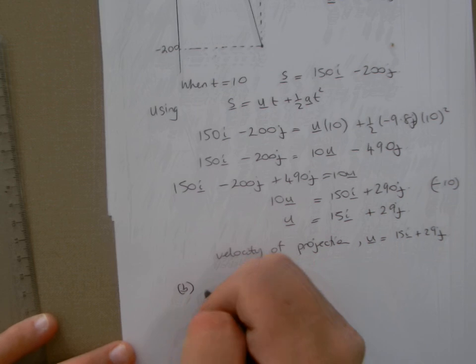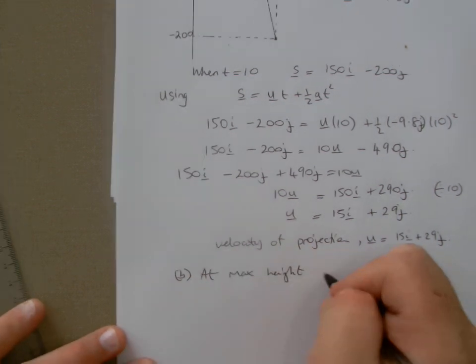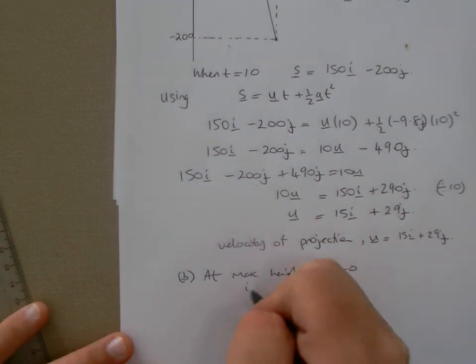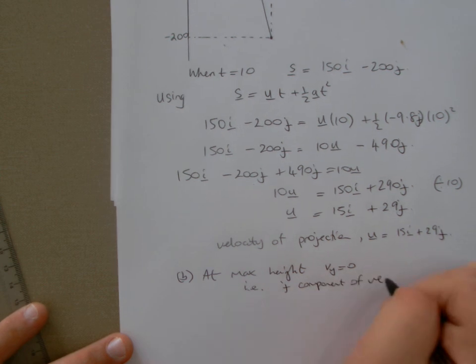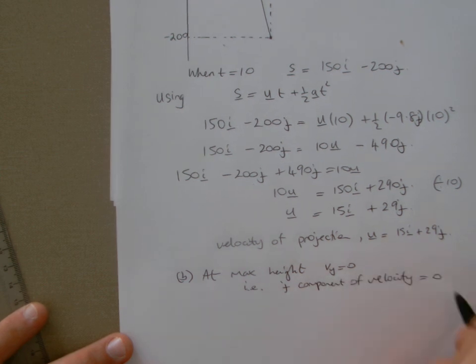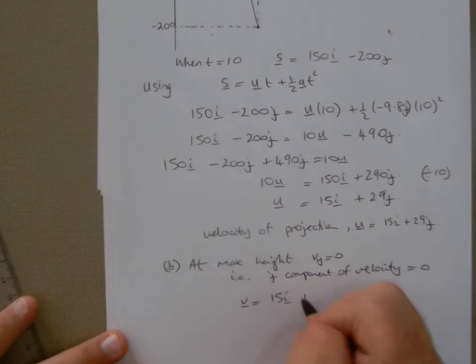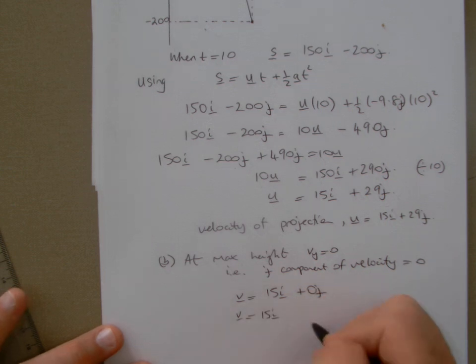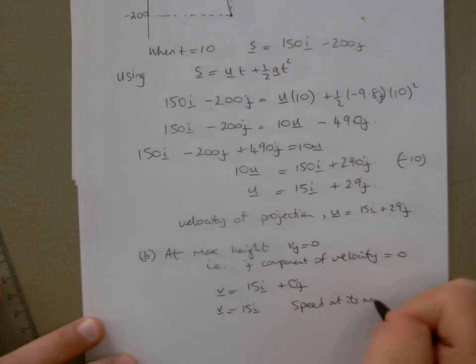So remember, we can say, at max height, Vy, the velocity in the vertical direction, i.e. the j component of velocity, will equal 0. So our velocity will actually just be 15i plus 0j, which of course will be 15i. So if it's just 15i, we can say the speed at its minimum will equal 15 meters per second.